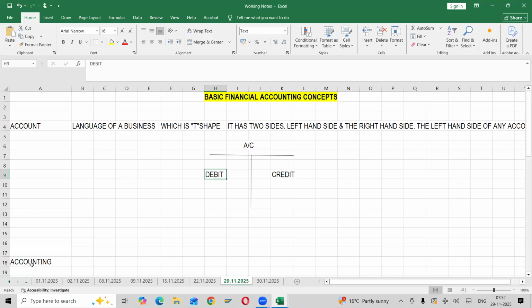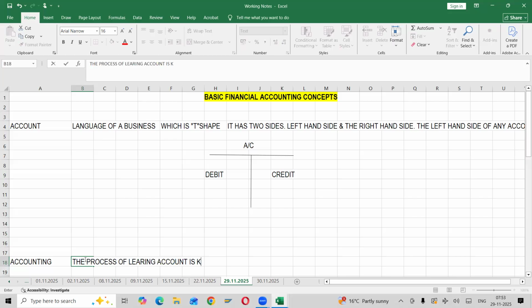So then what do you mean by accounting? I know what an account is, what debit is, and what credit is. Then what do you mean by accounting? For example, the process of learning account is known as accounting. The process of learning account means learning this particular language. Whatever we do to learn it, that is called accounting.